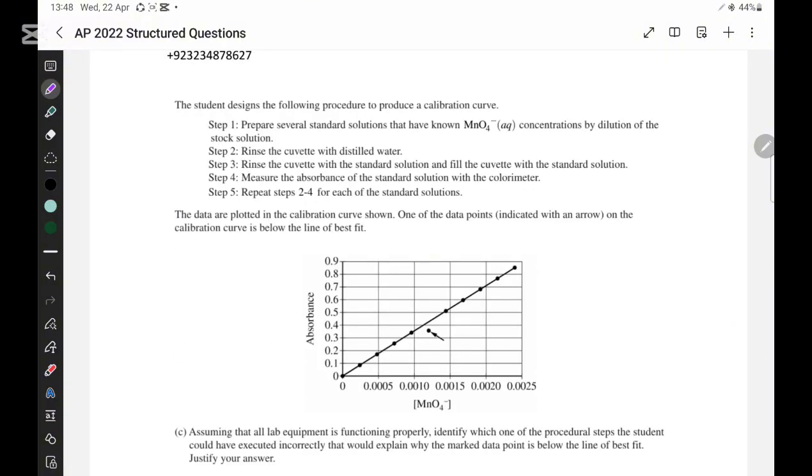So the student designs the following procedure to produce a calibration curve. Prepare several standard solutions that have known MnO4 minus concentration by dilution of the stock solution. Rinse the cuvette with distilled water, rinse the cuvette with the standard solution and fill the cuvette with standard solution. This is a very important point which needs to be done before measuring the absorbance. You have to rinse the cuvette with the standard solution, so there should be no dilution with water. Measure the absorbance of the standard solution with the colorimeter.